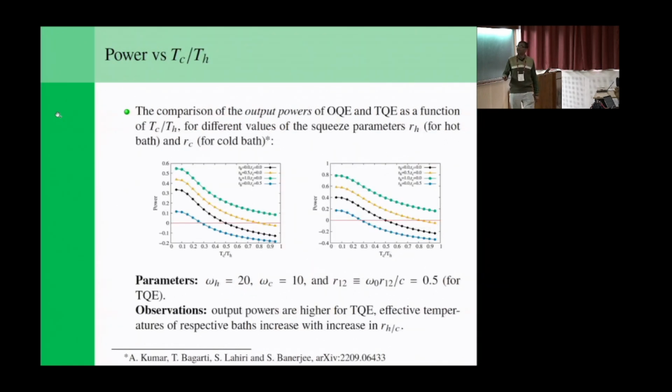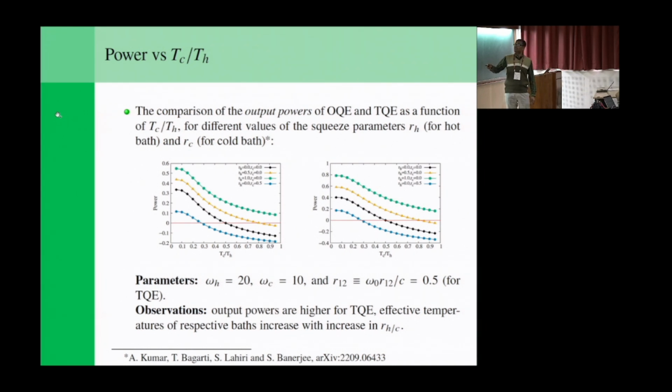Here we have plotted the power as a function of the ratio of temperatures of the 2 baths, both for 1 qubit on the left and 2 qubit on the right. The general observation is that for the 2 qubit system, the extracted power is higher. It operates in engine mode above this 0 line, because there the extracted power is positive.